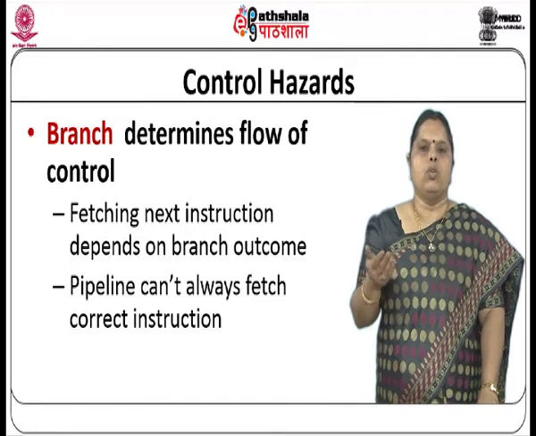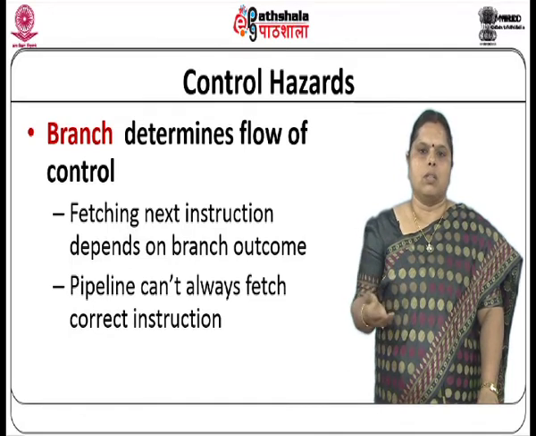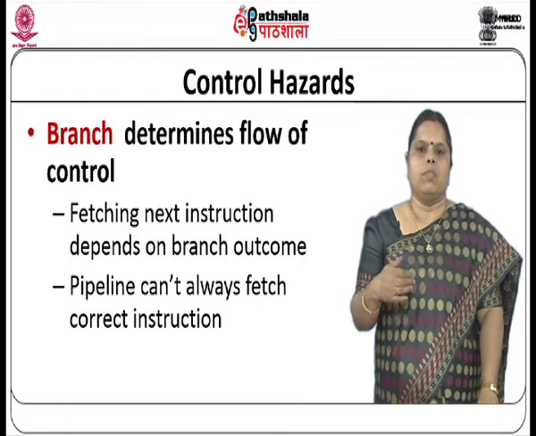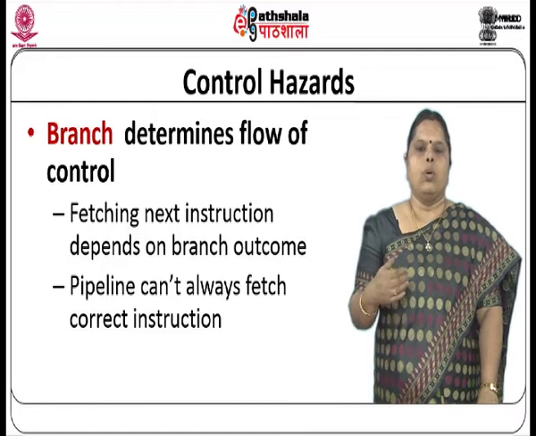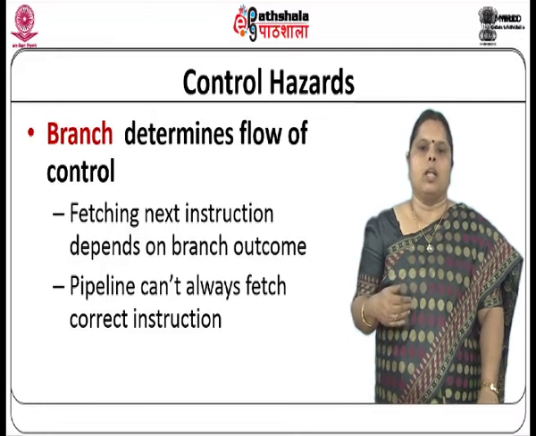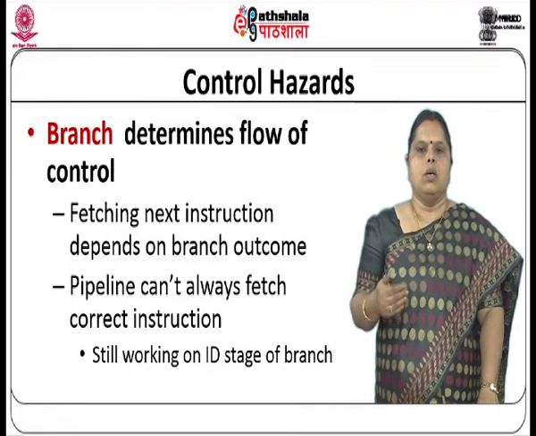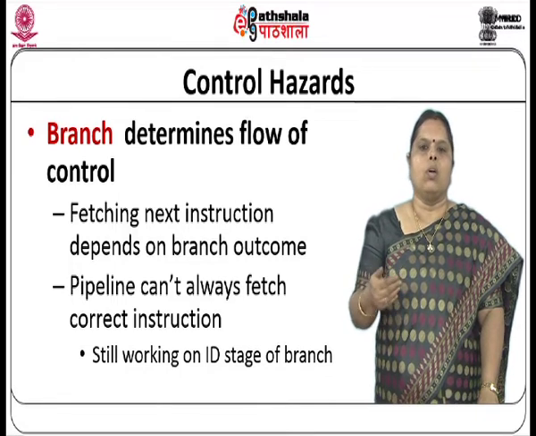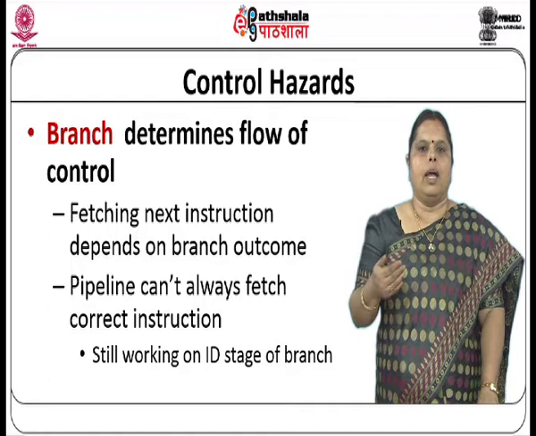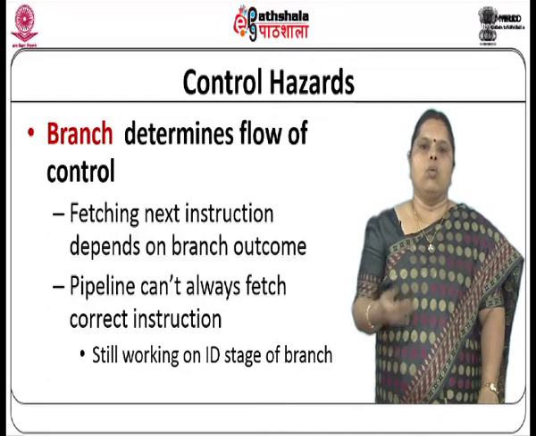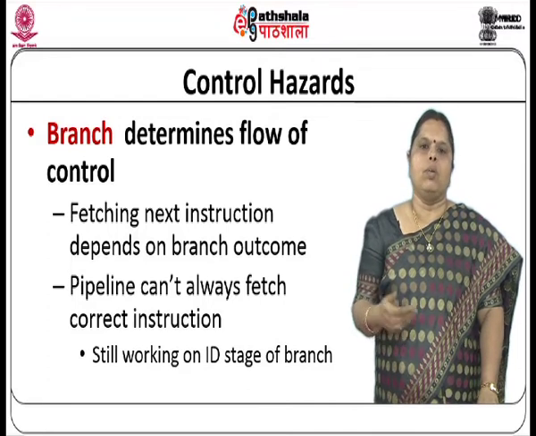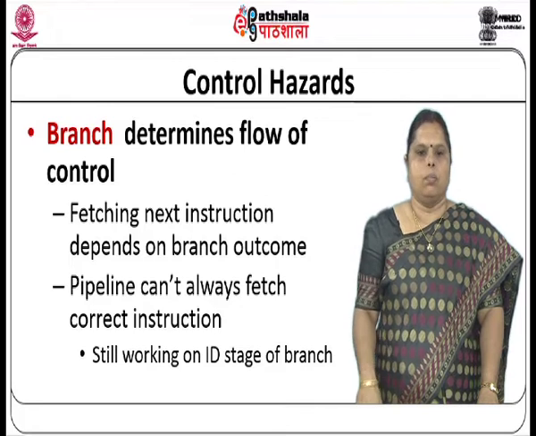Because of that you have a problem, because in a pipeline, when the next instruction is being decoded, you also have the subsequent instruction being fetched from memory. So if you fetch from the sequential address, then you have a problem. That gives rise to the penalties associated with branch instructions, because the branch is still in the ID stage and has not yet produced the outcome of the branch. So whatever you fetched is going to be a problem.